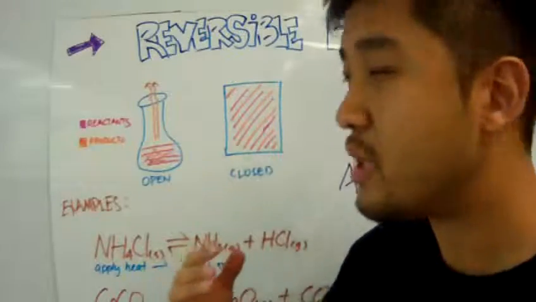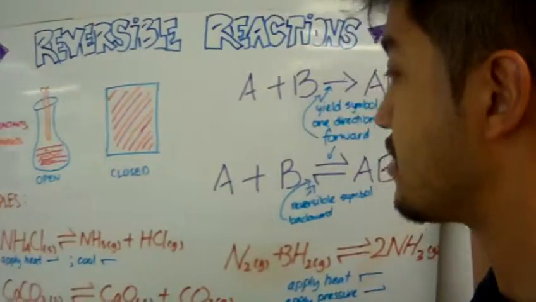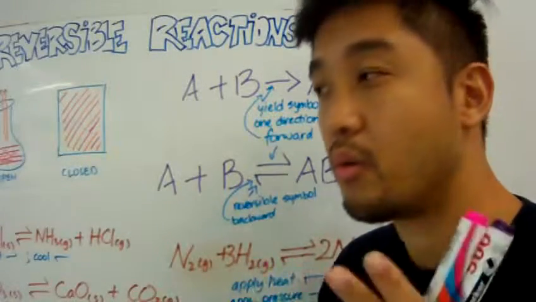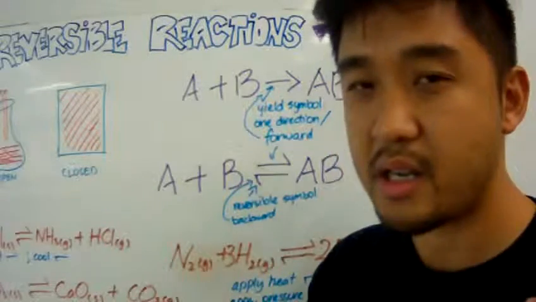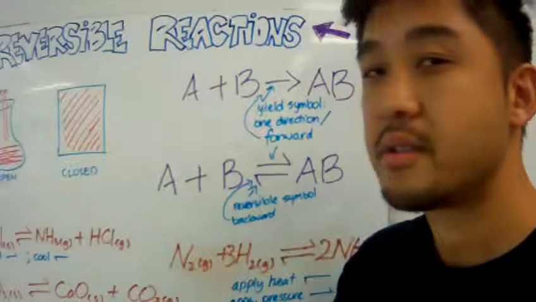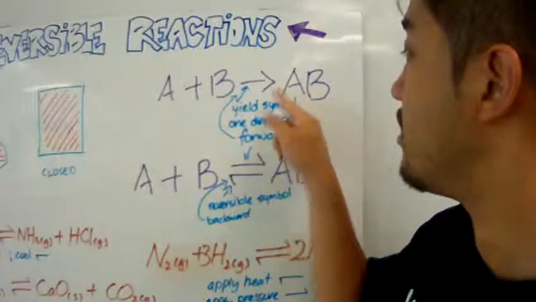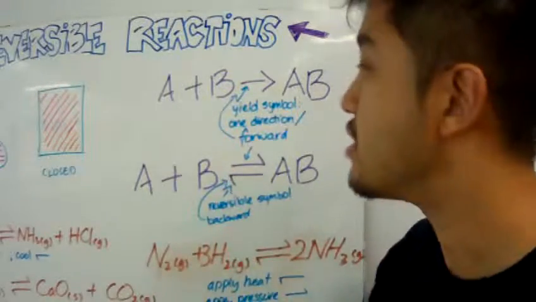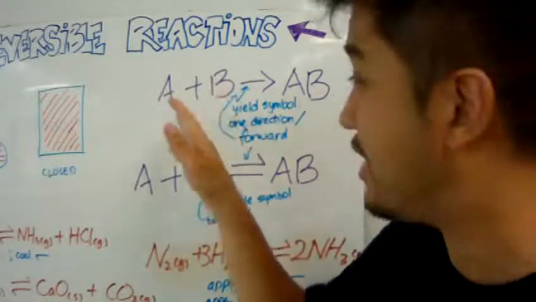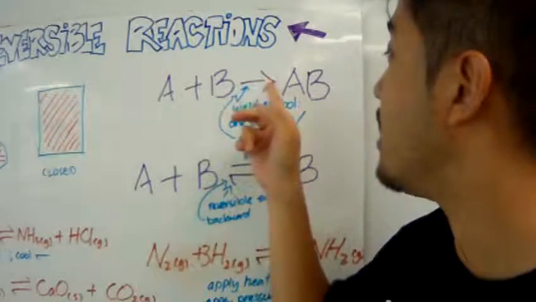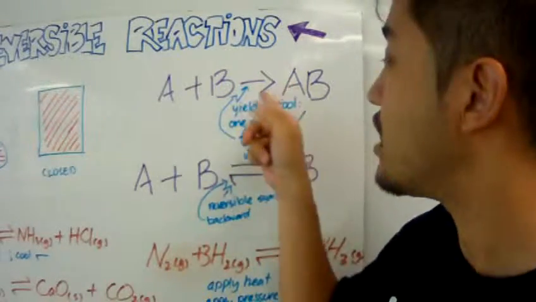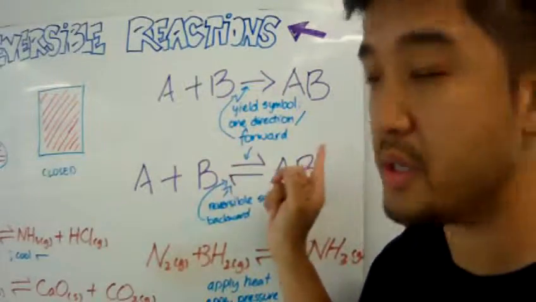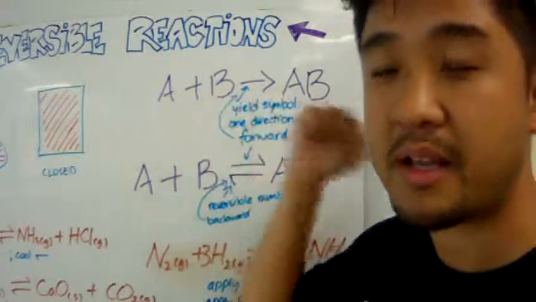So, in theory, most reactions are reversible if it's in a closed system. And so, how do chemists know if reactions are forward-moving or irreversible, or if they're reversible? Well, chemists use symbols. The one-directional right-pointing arrow, yield, is for irreversible reactions. So in an open system, most of the time, you get A plus B, and you get AB. This symbol notes that it is one-directional and forward-moving. The arrow points to the right.